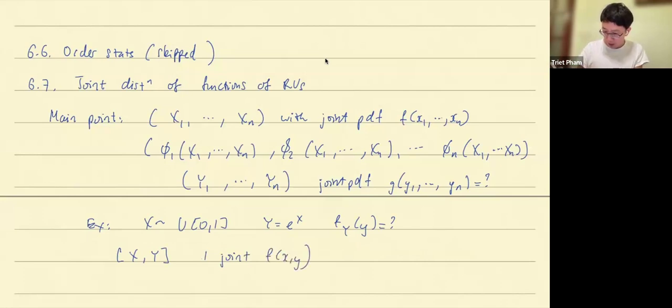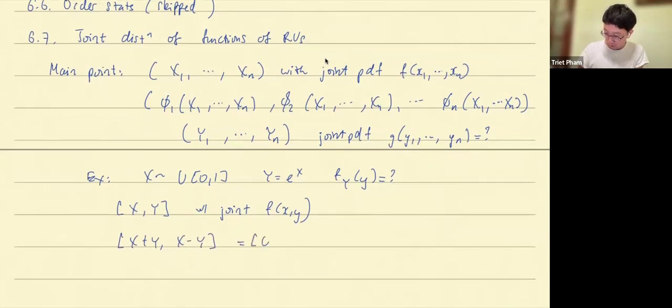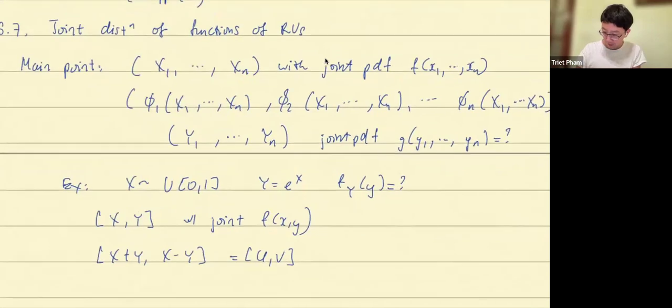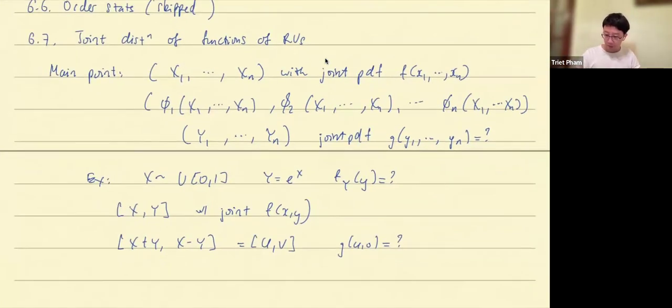And then you can look at maybe one of the popular distributions, which would be x plus y over 2. You know what? Let's say x plus y, and x minus y. And let's say you call that U and V. Then what is the joint PDF of U and V? That's the question that we're answering in this section.